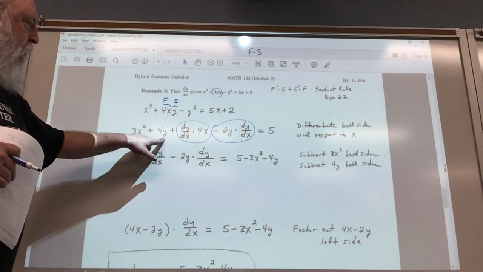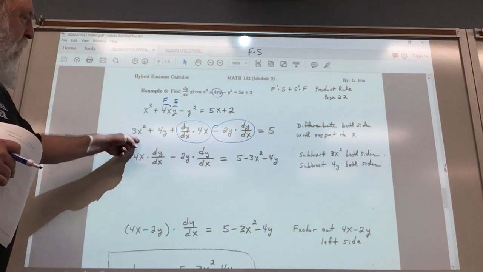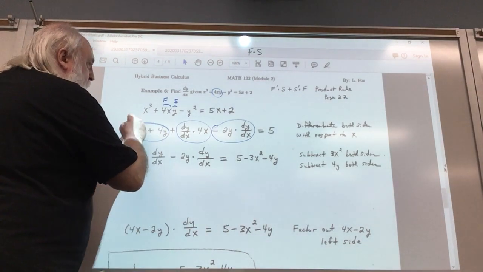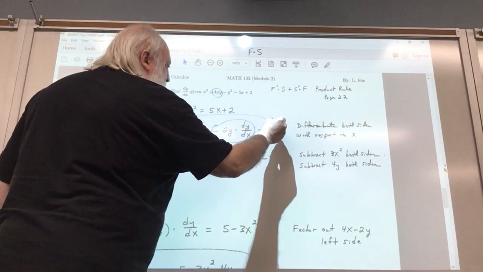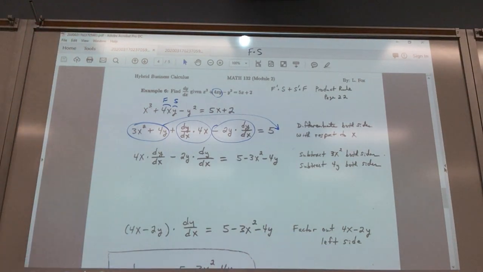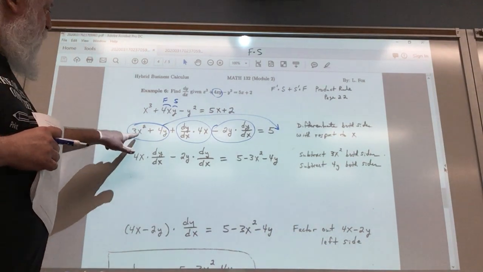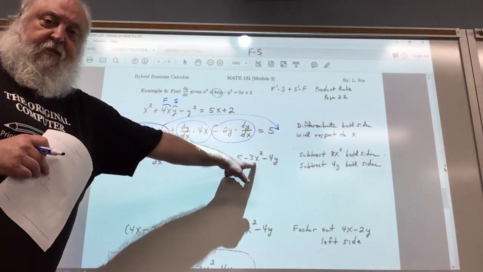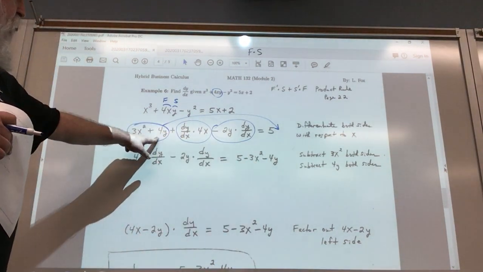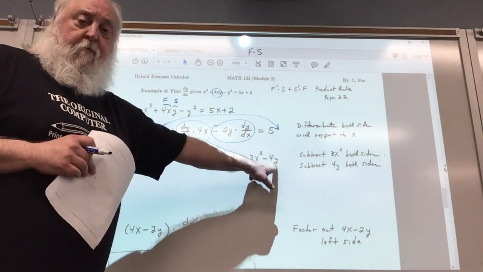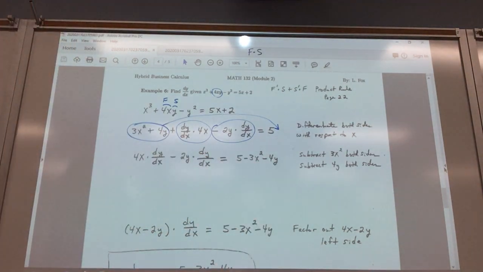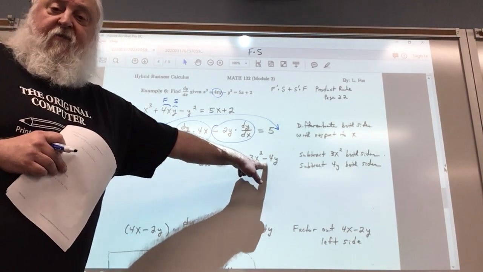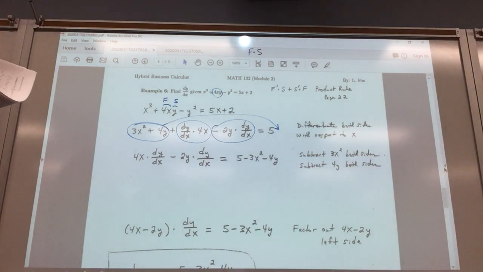3x squared and plus 4y, they're not being multiplied by dy over dx. So both those terms get moved over to the right-hand side by means of subtraction. I subtract 3x squared from both sides, and I end up with minus 3x squared on the right-hand side. And I subtract 4y from both sides, and I end up with minus 4y on the right-hand side. So I move 3x squared plus 4y to the right-hand side by means of subtraction.